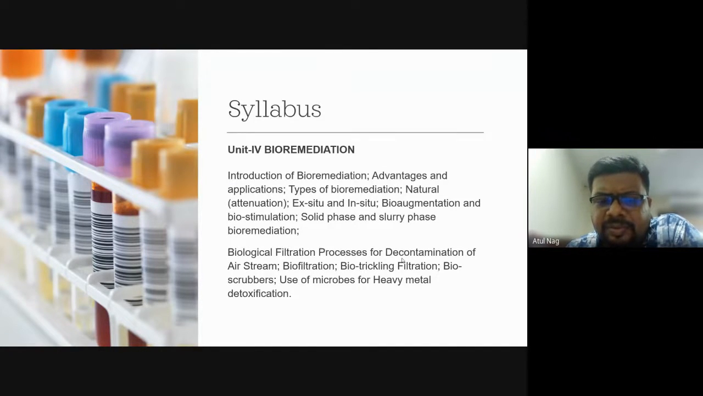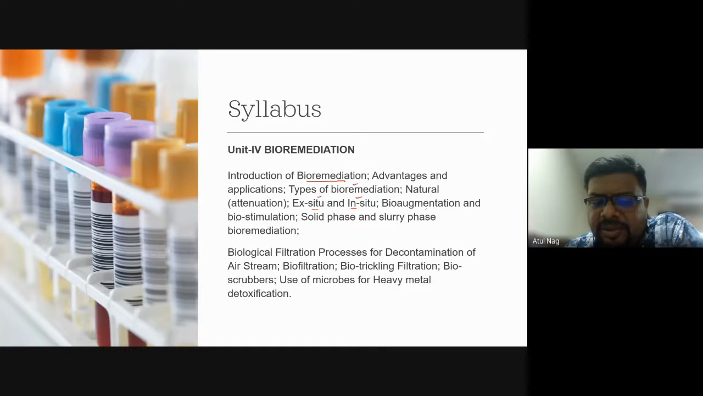So in order to address that pollution, another method is bioremediation. In the fourth unit we will talk about bioremediation. It has many types. Then ex situ and in situ, the different situations in which bioremediation can be done. We'll also talk about bioaugmentation and biostimulation. These are all processes.